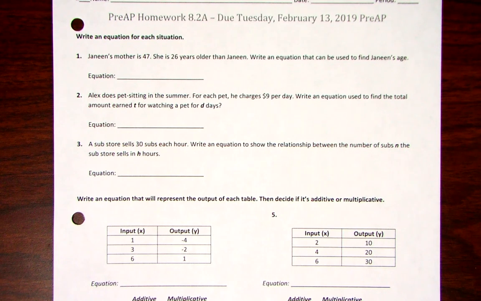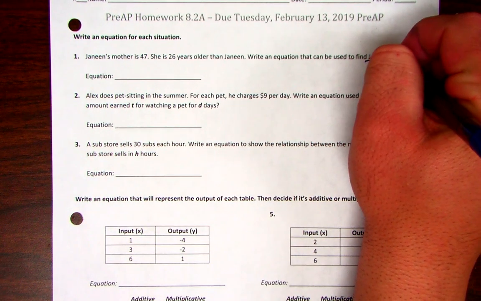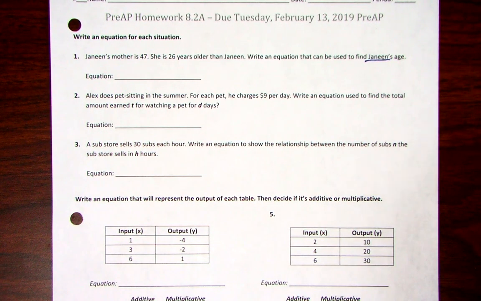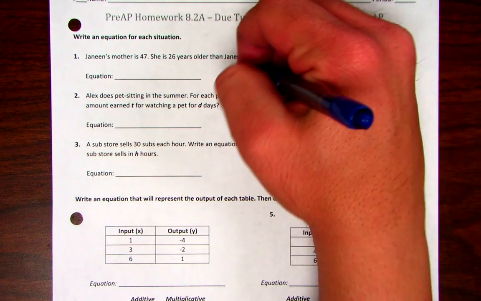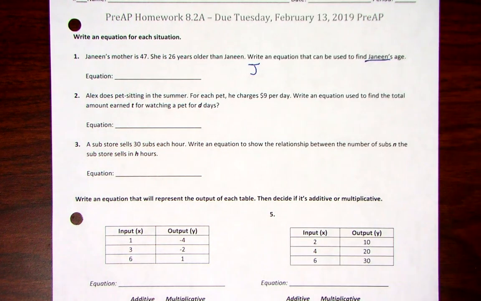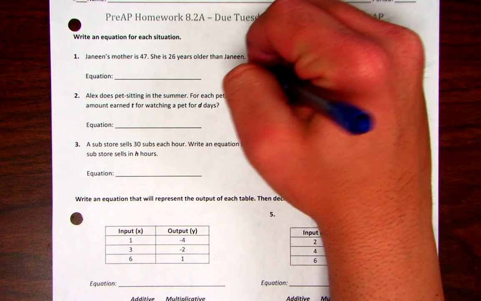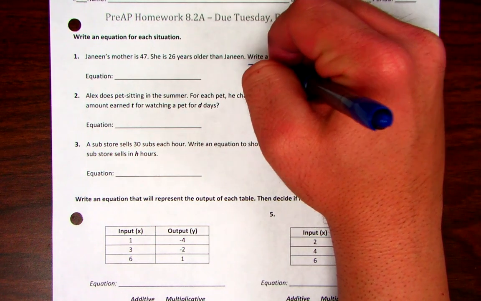Number 1 says, Janine's mother is 47 years old. She is 26 years older than Janine. Write an equation that can be used to find Janine's age. So what we're solving for is Janine's age. Do we know how old she is? No, we don't. So my variable is going to be J, and it's going to be for Janine.